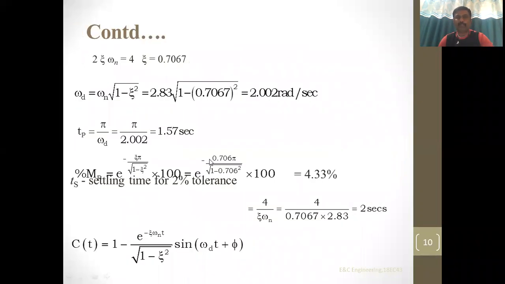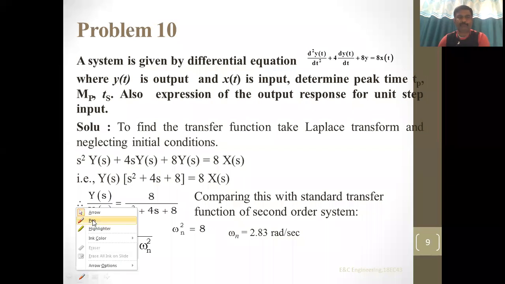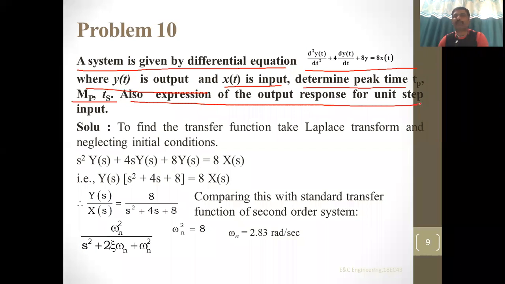Next, coming to problem 8. Problem 8 is quite a different problem. Now, with this problem 8, the system equation is given. A system is given by the differential equation. This is a second order differential equation where y of t is the output and x of t is the input. What we need to determine is peak time, Mp, Ts, and also the expression of the output response for unit step input. Is it okay?